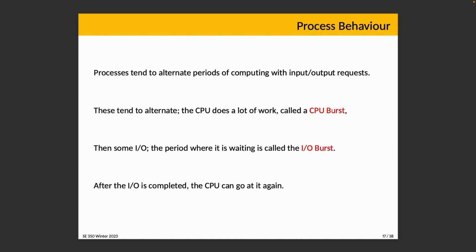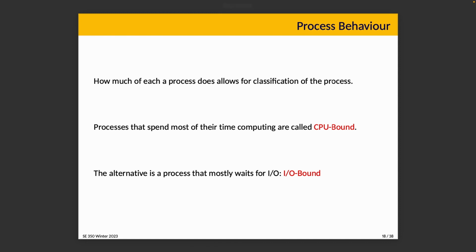And we do see there is a spectrum. There are programs that just do I/O. They hardly do any computation, so all of their time is I/O burst. And then there are programs that do very little to no I/O, and they spend all their time using the CPU, so they have a lot of CPU burst. There's not really a clear line between one and the other. You can think of it as a spectrum, and where they fall on the spectrum probably allows at least some degree of classification. So processes that spend most of their time computing are CPU bound.